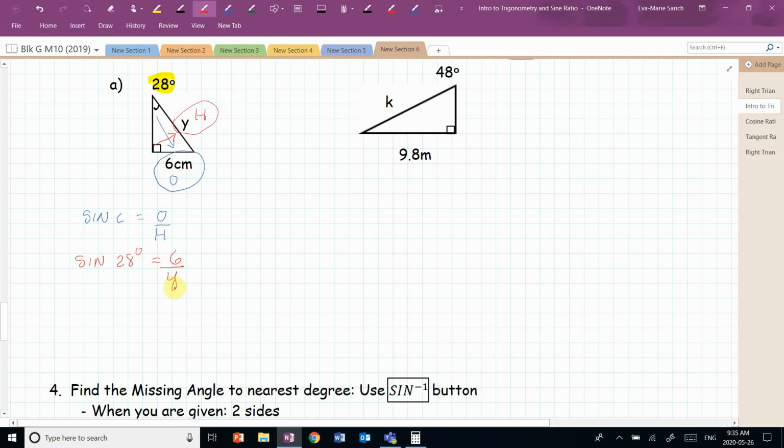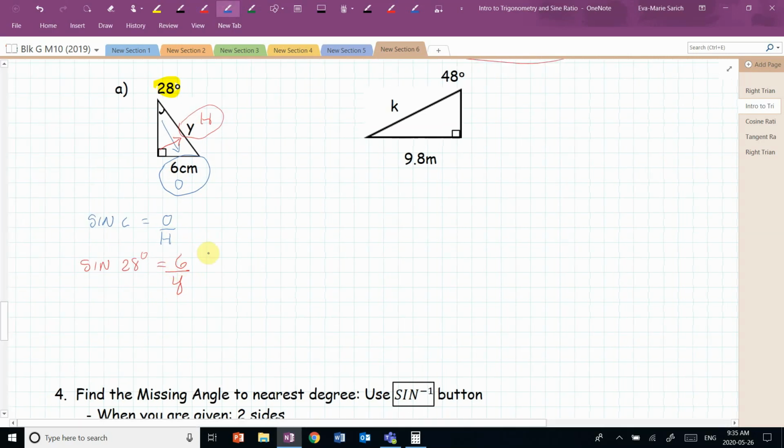So how do we get the y off the bottom? Well, this is a divide by y, so we do the opposite. We're going to multiply by y, okay? Dividing by y and multiplying by y cancels each other out, so that gets the y off the bottom. What else do we have to do then? Multiply this side by y. So now y is at the top, but on the opposite side.